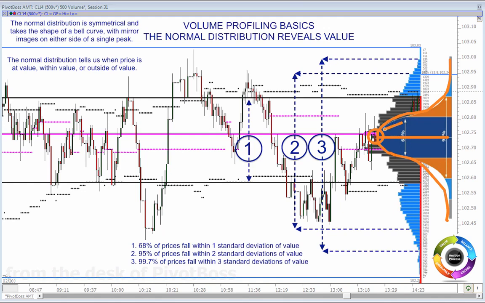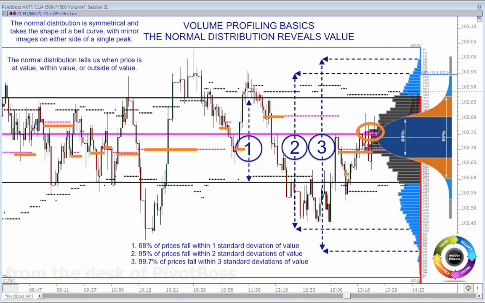And the peak of the curve tells us value right here, right? That's value. And if we're looking at the actual volume profile, it's this point here. But you can see value shifts throughout the day as trading information hits the market every nanosecond.